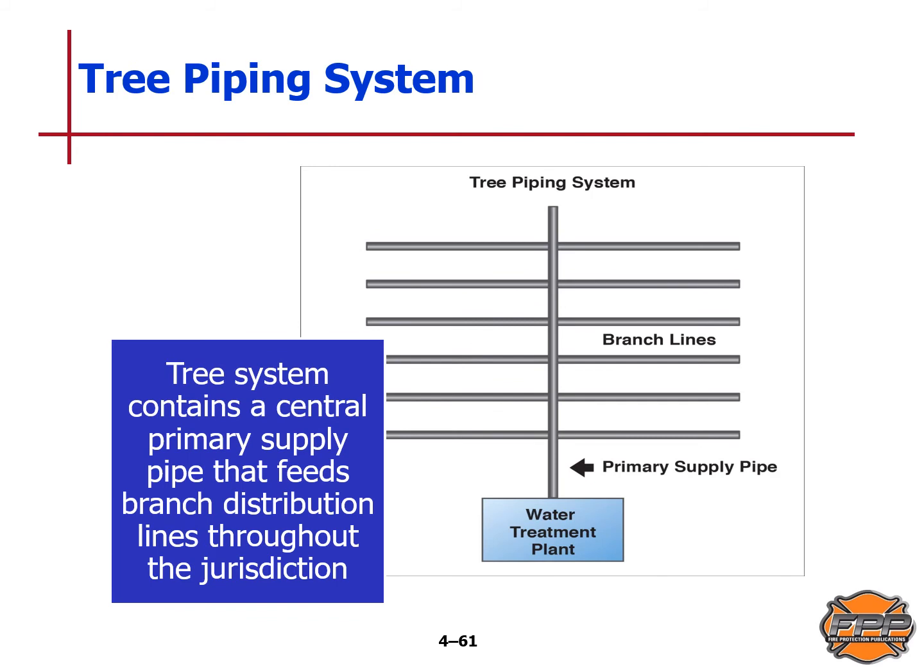The tree system contains a central primary supply pipe that feeds branch distribution lines throughout the jurisdiction. The primary disadvantage to this is that most places in the system receive water supply in only one direction. The points toward the end of the branch lines can receive dangerously low flows during periods of peak demand closer to the center of the system. If a break in the system occurs, all customers downstream of the break may completely lose their water supply.